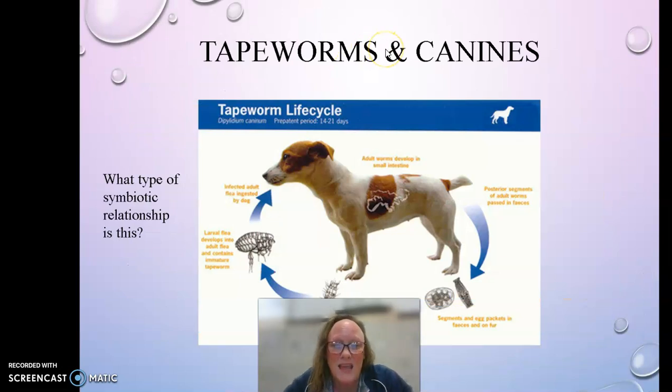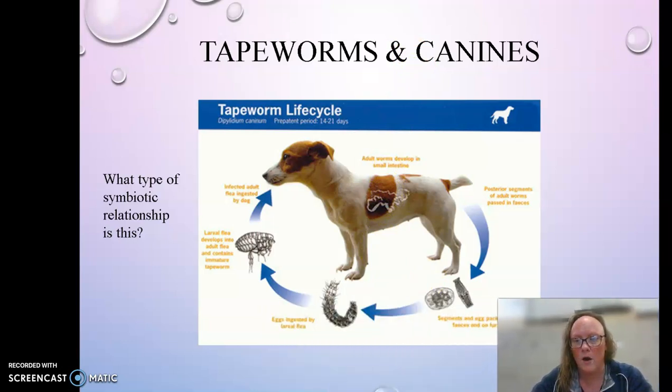Then we have tapeworms and canines. We know that if a dog gets worms, the worms are feeding off what's inside of the dog and not allowing the dog to get the proper nutrition. So this would also be an example of parasitism.